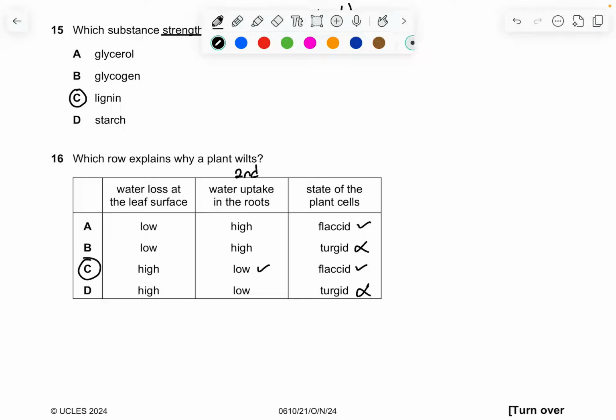That's how you really look at it. If you don't know where to start, start with something that you know. Personally, I start with the state of the plant cell, because when a plant wilts, it means that it shrinks, so it becomes flaccid.